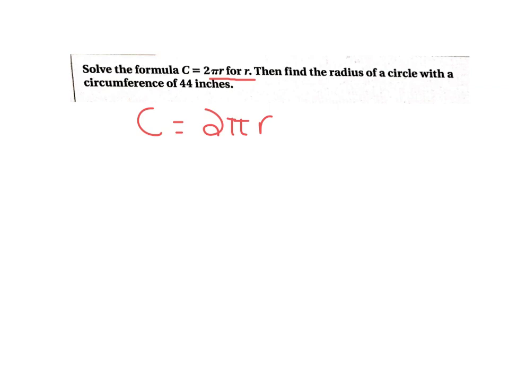Because 2 pi R is all multiplied together, I'm going to divide each side by 2 pi. Everything except the R, because I want the R to stay. So the 2 pi's would cancel here. So my R is going to equal C, circumference, over 2 times pi.